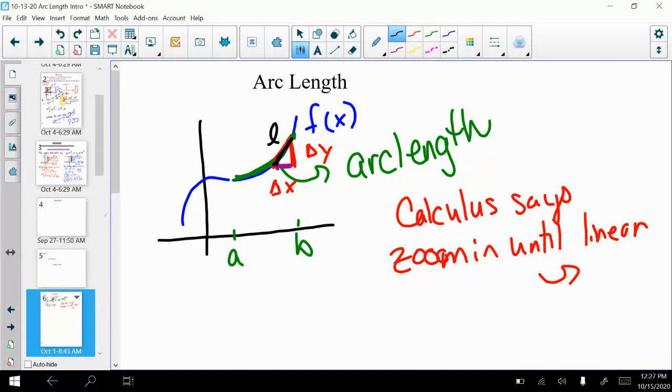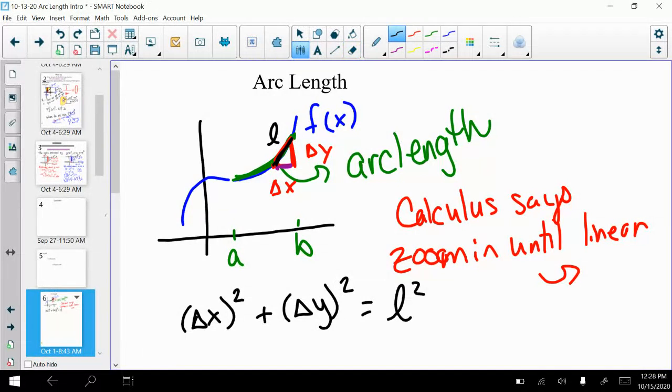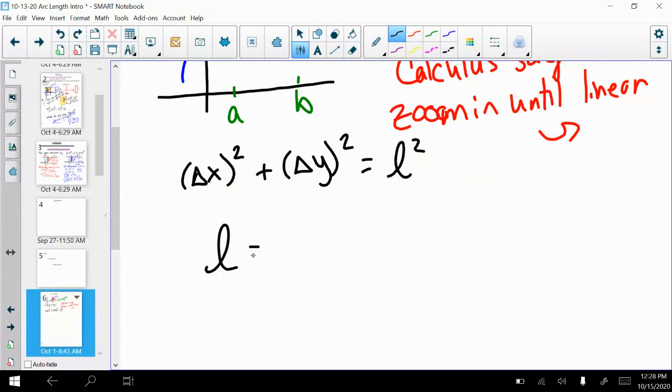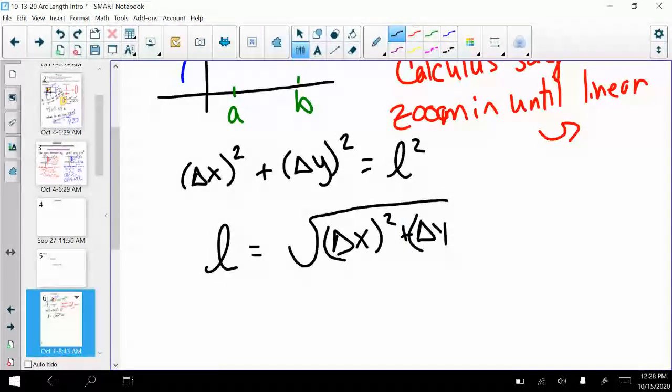And then the question becomes, can you write an equation to find L? And you're like, of course, we just use basic geometry. I know from the Pythagorean theorem that delta x squared plus delta y squared is going to equal L squared. So L is really the square root of delta x squared plus delta y squared.